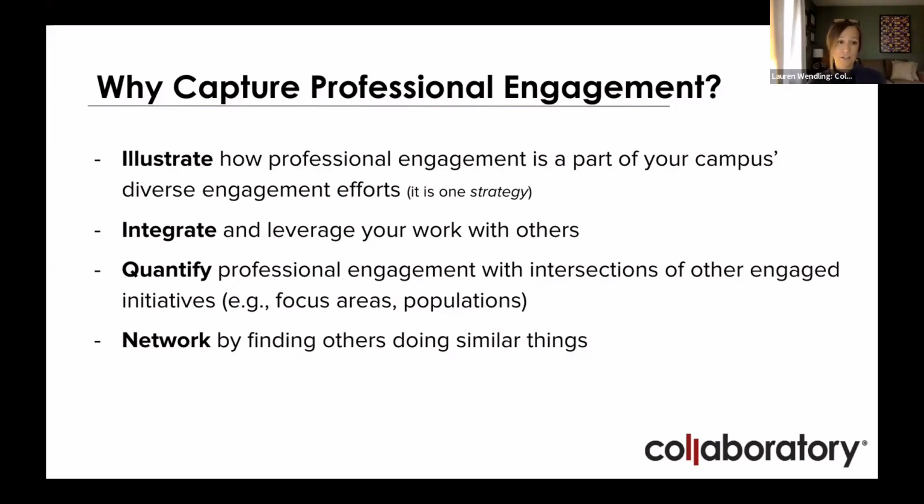I'll just briefly go down the list, right? Also being able to integrate and leverage that work with others on your campus. So that kind of goes hand in hand with networking. So being able to say, oh, who's also working with similar partners, right? You always want to make sure you know who is doing what, where, with your community partners. And because professional engagement is such a big component of that, I think it's really advantageous to capture it with your larger Collaboratory data set.